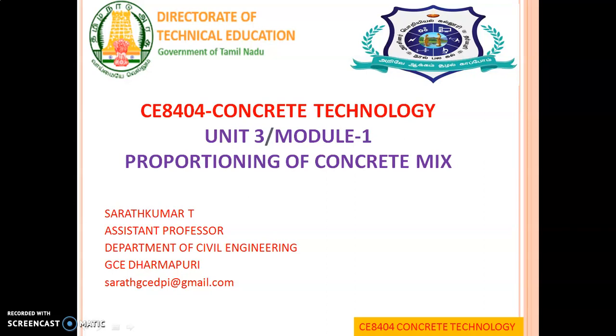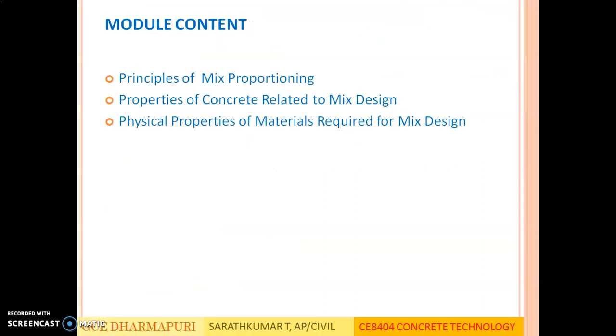In the first two units, you might have seen the constituent materials of concrete and the admixtures used in concrete. In this unit, we will be seeing how much proportion each constituent material has to be mixed for making the desired concrete. In this module, we will be seeing the principles of mix proportioning, properties of concrete related to mix design, and physical properties of materials required for doing mix design.